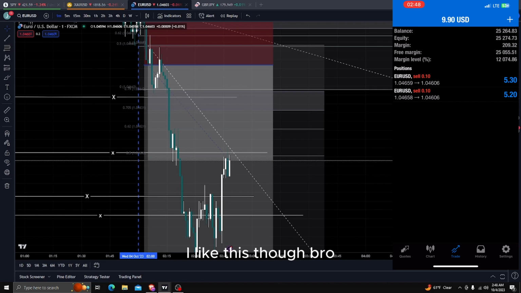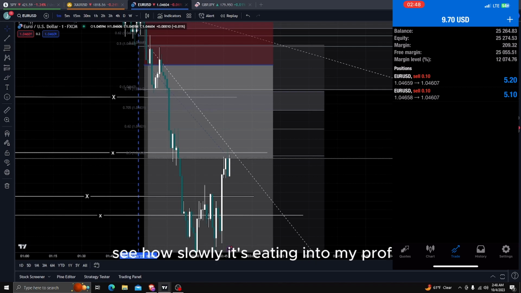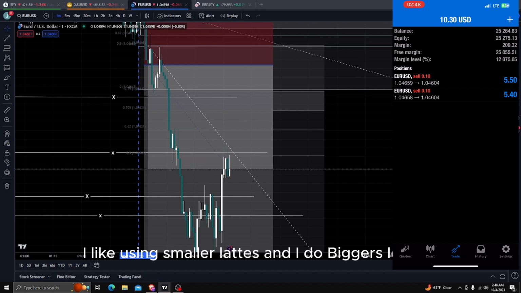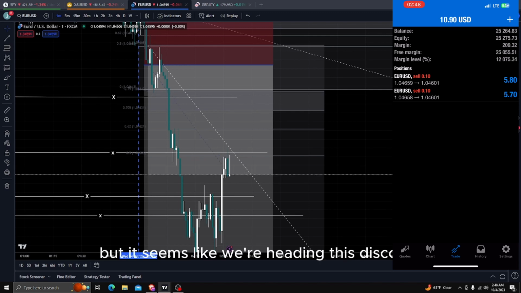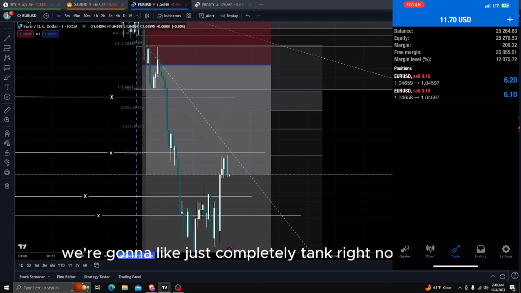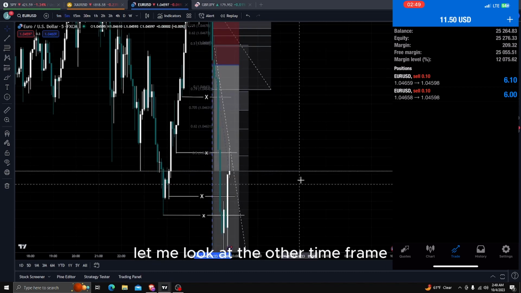I like this though overall. You see how slowly it's eating into my profits? I like how slowly it is and it's not eating into it very hugely. I like using smaller lot size than bigger lot size. But it seems like we're hitting this discount and it seems like we're gonna just completely tank right now. Overall, let me look at the other time frame.